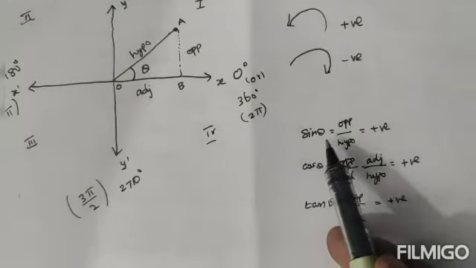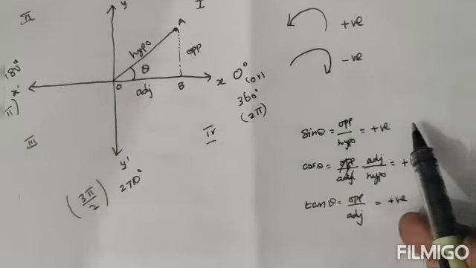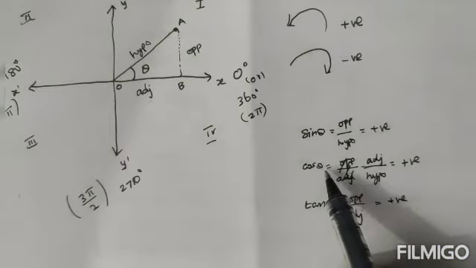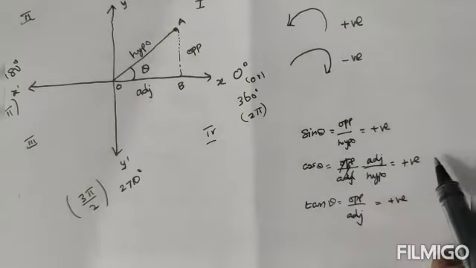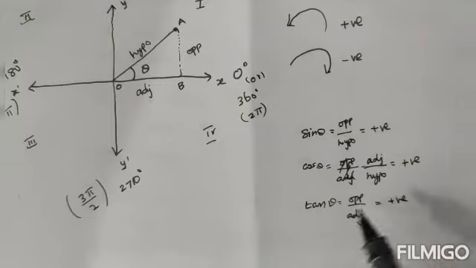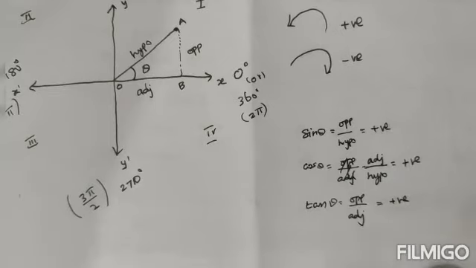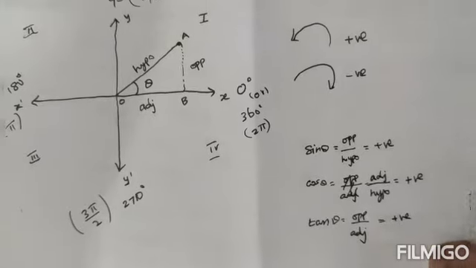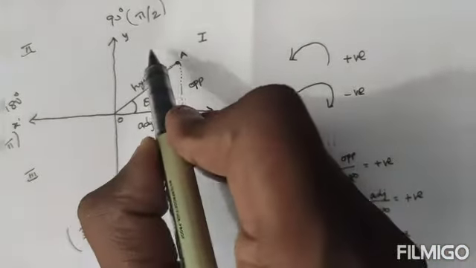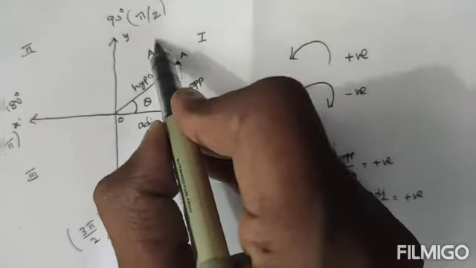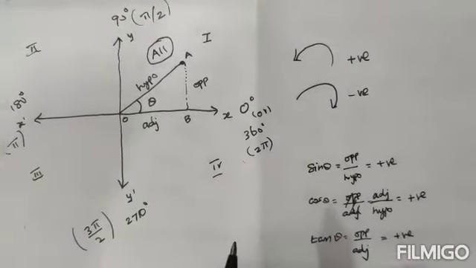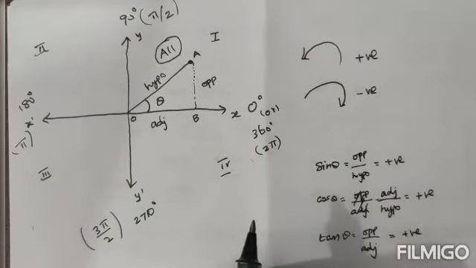So if the sin theta is positive, its reciprocal value, that is cosecant theta, also positive. Cos theta is positive, its reciprocal value secant theta also positive. If tan theta is positive, its reciprocal value cot theta also positive. So we can say finally all the angles are positive here. This is in the first quadrant.